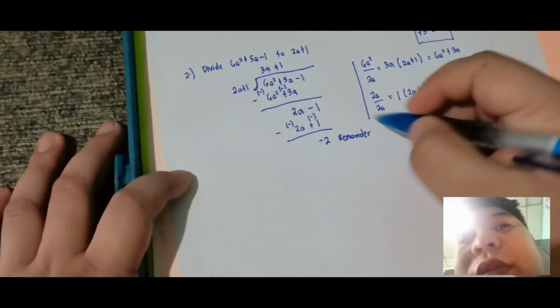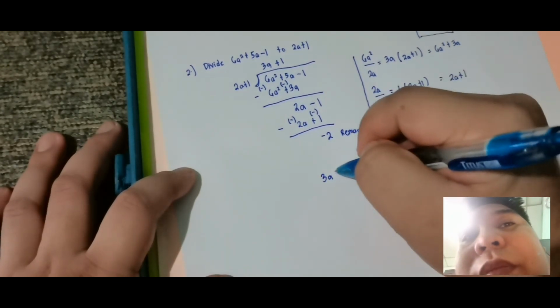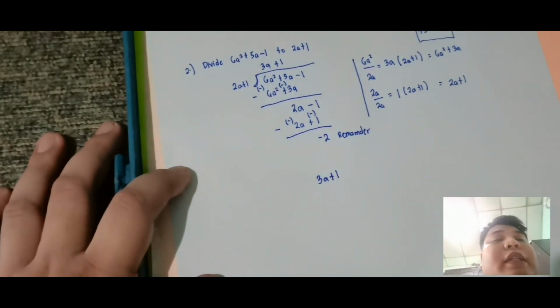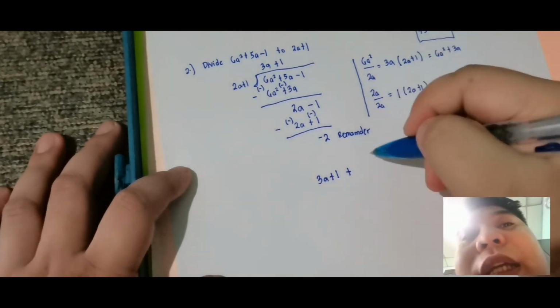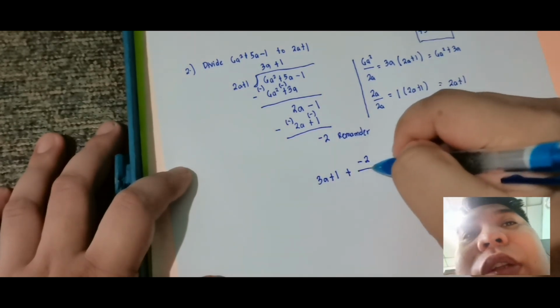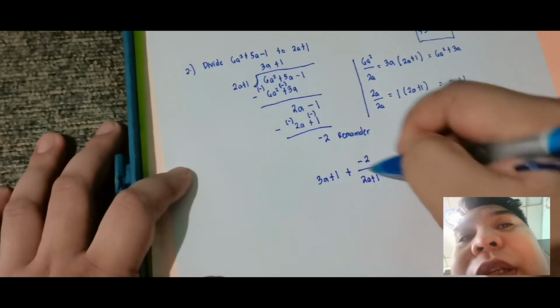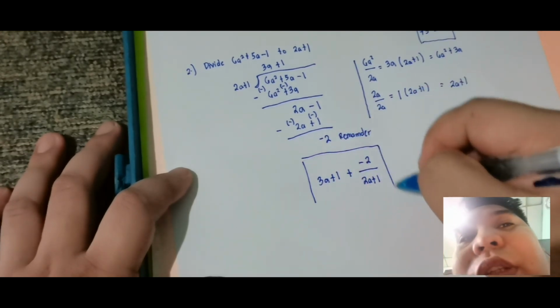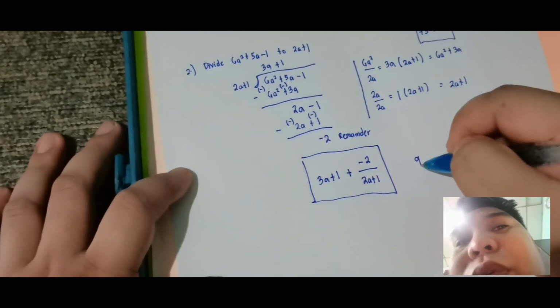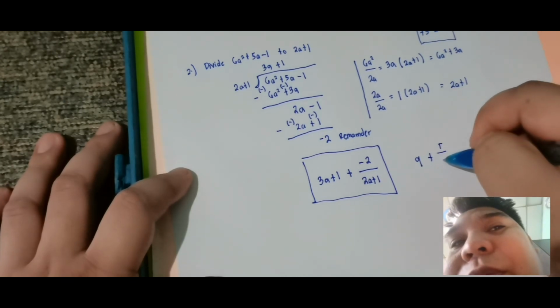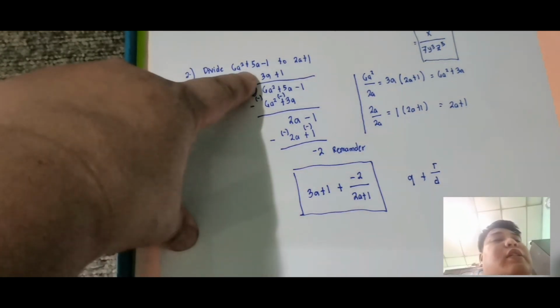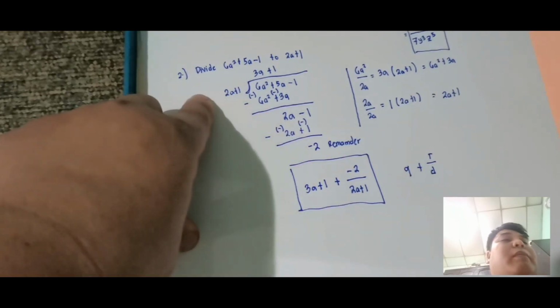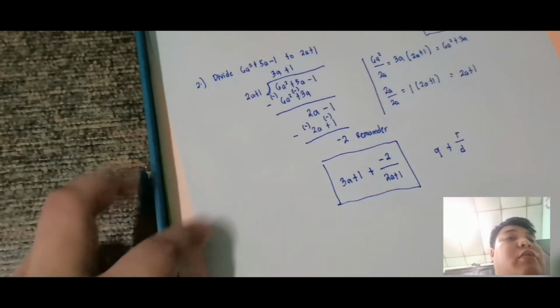Okay, so ano magiging sagot? Yung quotient is 3a plus 1. Okay, next. Lagay ka dito ng plus. Tandaan, lalagay ka dyan ng plus. Ilalagay ko yung remainder dito na negative 2 all over sa divisor na 2a plus 1. So, ito yung magiging sagot sa quotient. Ano yung form? Quotient plus remainder over divisor. Yan yung magiging form. Quotient plus remainder over divisor. Kung ano yung sagot sa taas, yun yung quotient. Ito yung remainder. Ito yung divisor. Okay, so tandaan yung ganyan ha.